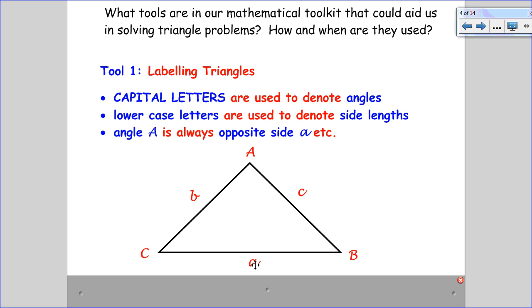So I've got a lowercase a, and you'll notice it's opposite angle A, and a lowercase b to represent side B, which is opposite angle B, and a lowercase c to represent side C, which is opposite angle C.